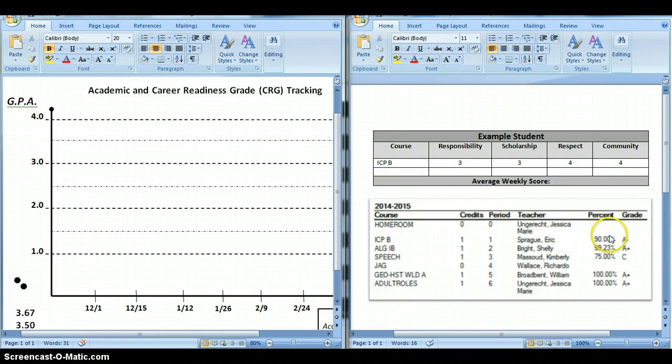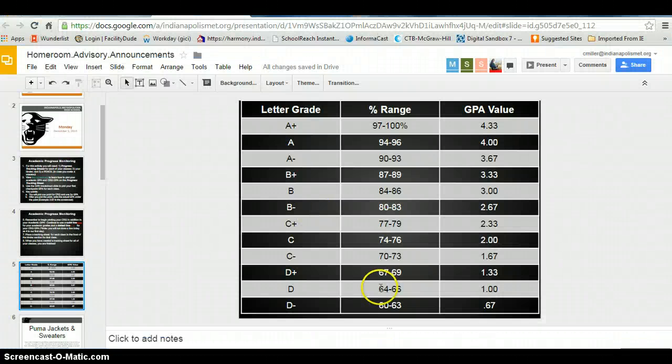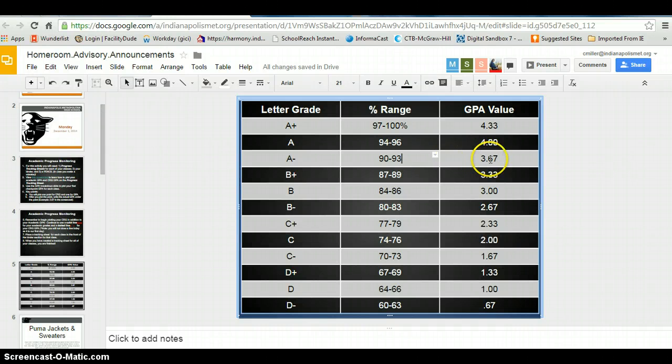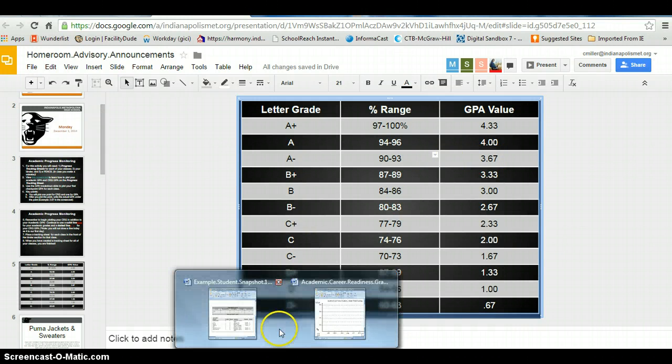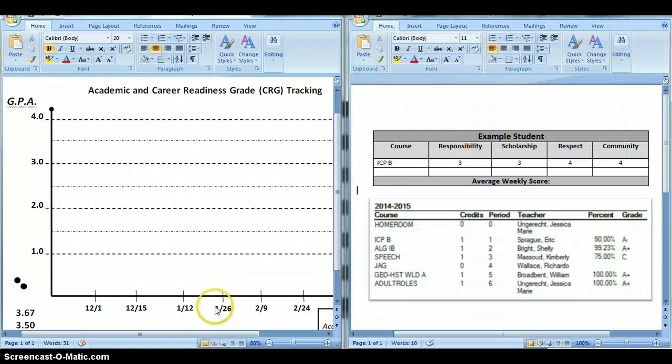tracking. So as we start off, we look and we see that the grade for this student is an A- or a 90%. Remember, we're going to go back to this and we're going to look and see if we can find a 90%, which we'll notice that that falls in the 3.67 range. So then we'll go back to our tracking, and our first point we're going to put at 3.67 for today's date, which is 12/1. So 3.67 is going to be just above the 3.5 line, and we'll put it right there. And then remember to put the actual percentage, or the actual GPA, right beneath it.